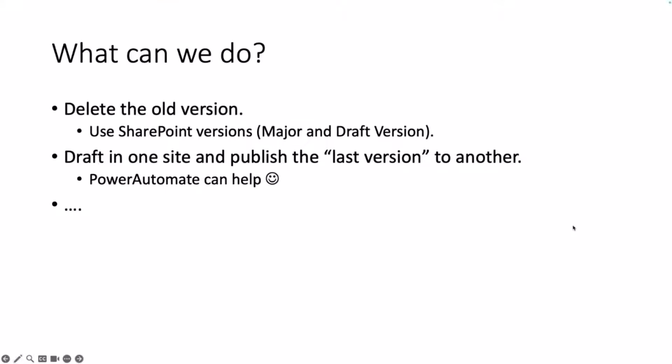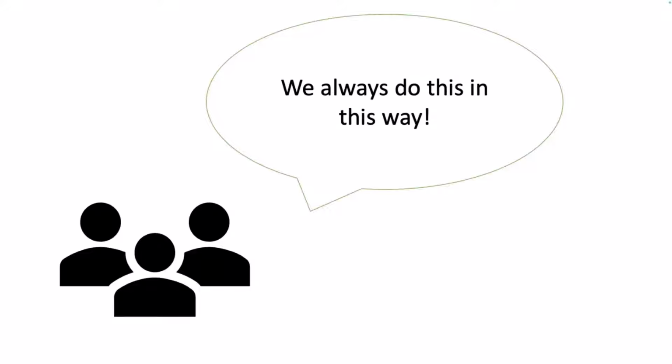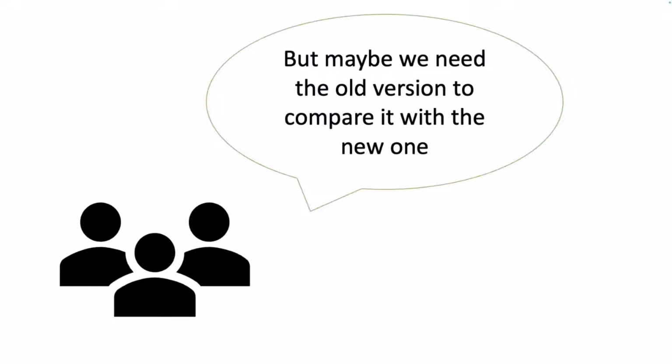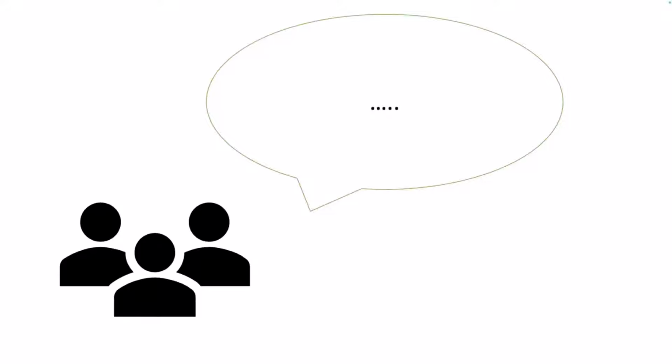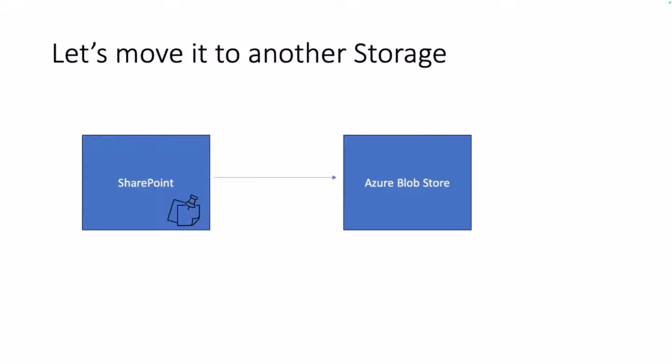But the main problem is not the technical things, it is the people. They say, we always do this in this way, but maybe we need the old version to compare it with the new one, or deleting a document is not possible, I will lose all my hard work, and so on. So we have no technical problem, we have a problem with people. They don't want to lose their documents. So I spoke a lot with them, and they said, okay, we move the old draft versions to another storage. So let's move it to the blob storage.